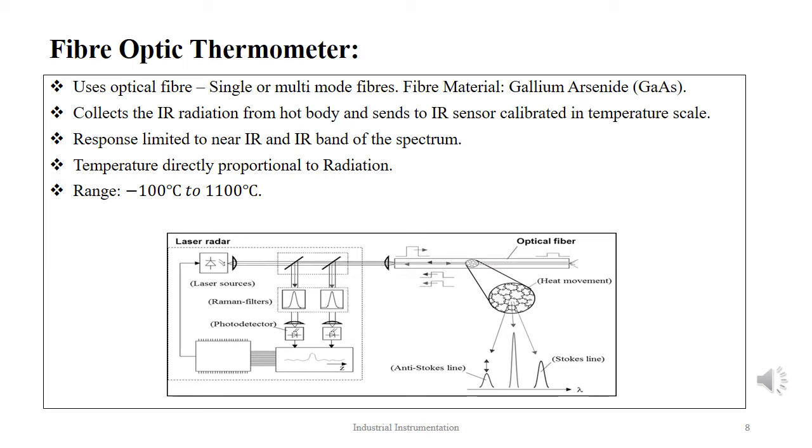The fiber thermometer is dependent on either the emitted radiation or the observable brightness of the hot body. The fiber optic is sensitive only to the near infrared to infrared portion of the spectrum and filters out all other parts of the spectrum. The temperature measurement range is from -100 degrees Celsius to about 1100 degrees Celsius.